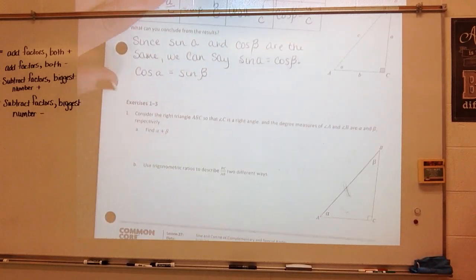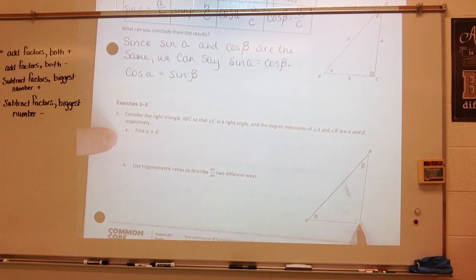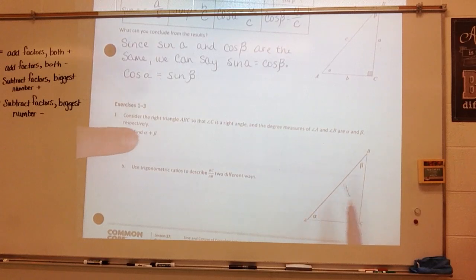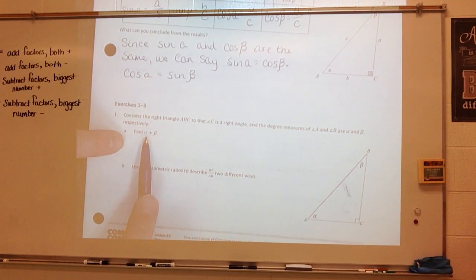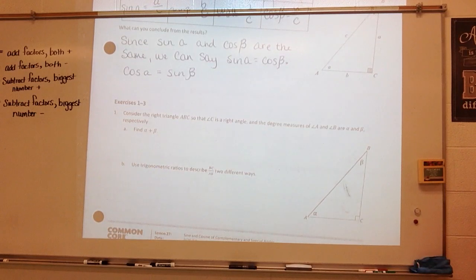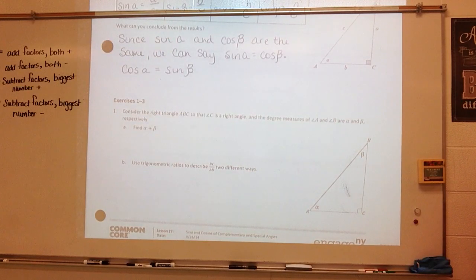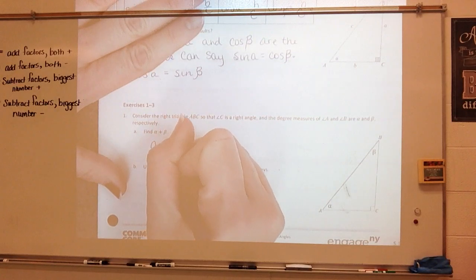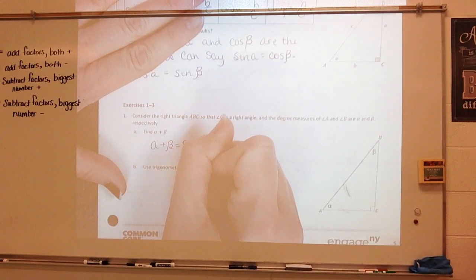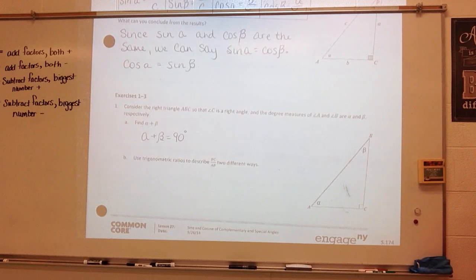Alright, so exercises 1 through 3. Consider the right triangle ABC so that angle C is a right angle and the degree measures of angle A and angle B are A and B, respectively. Find A plus B. Since they're complementary, because I know that this is a 90-degree angle and this is a right triangle, so 180 minus 90 is 90, I know that A plus B must equal 90 degrees.